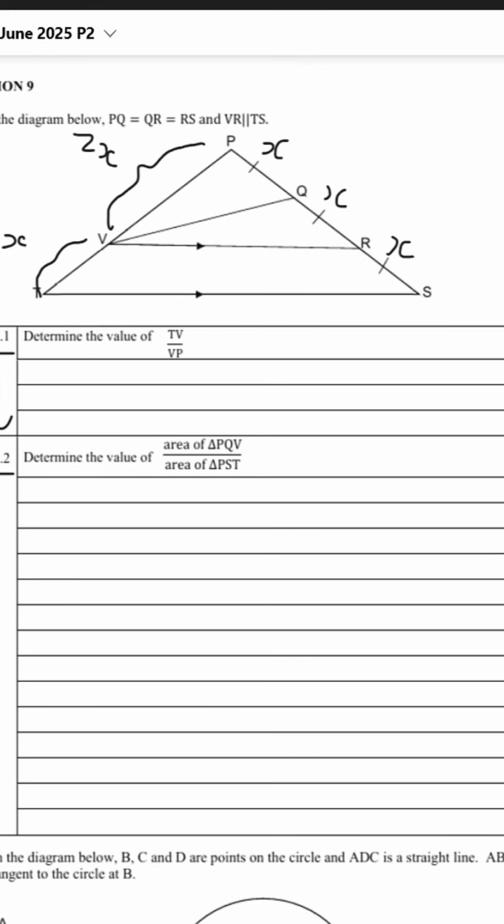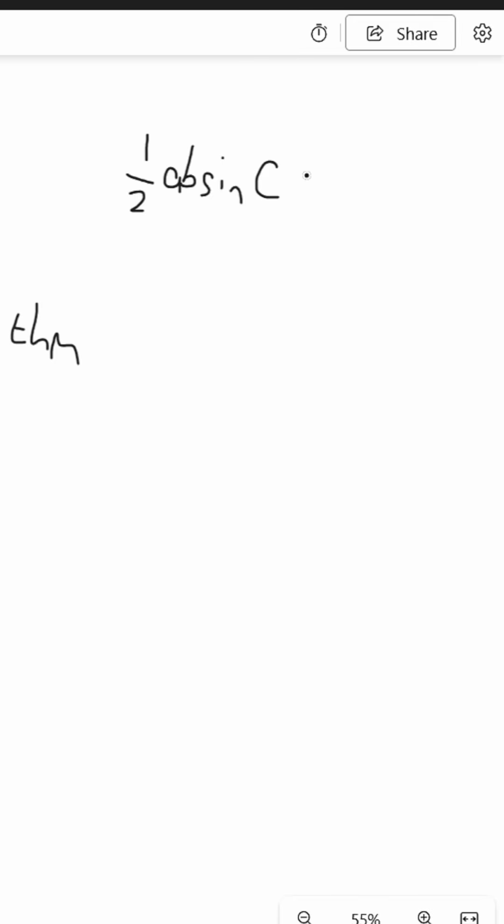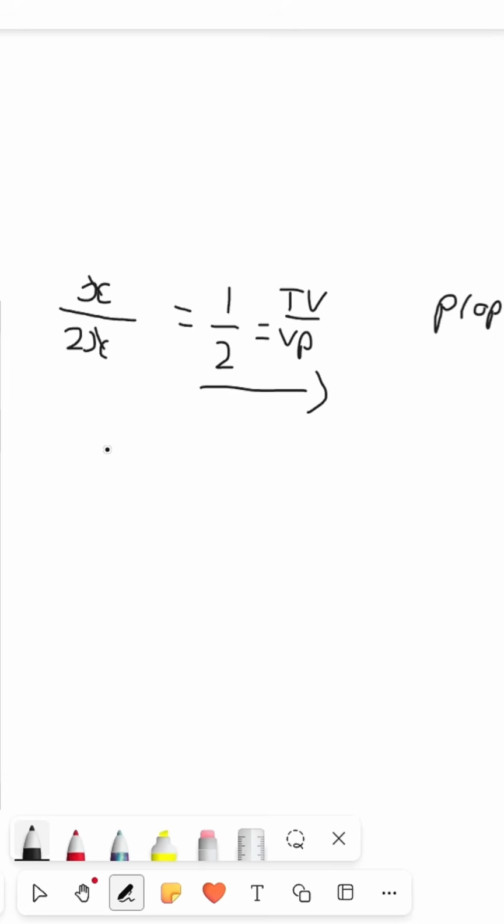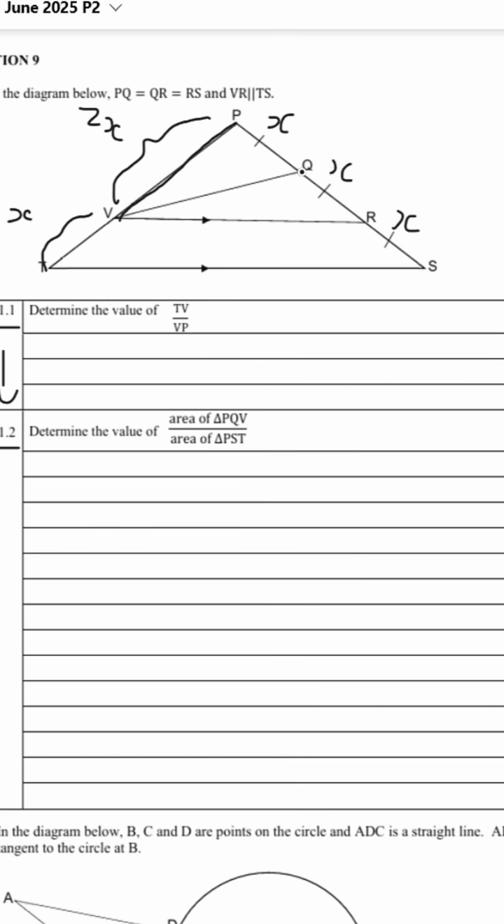We need to use our trig and triangles area formula, where we have half AB sine C. This is very common to use this formula in a similarity section. Okay, so I'm going to go ahead and set up the area of triangle PQV so long. So we're going to take half VP over here. The other side's going to be PQ over there.